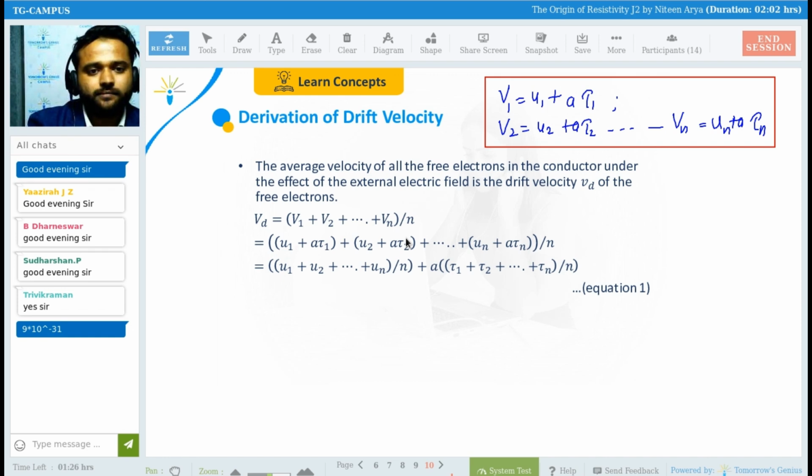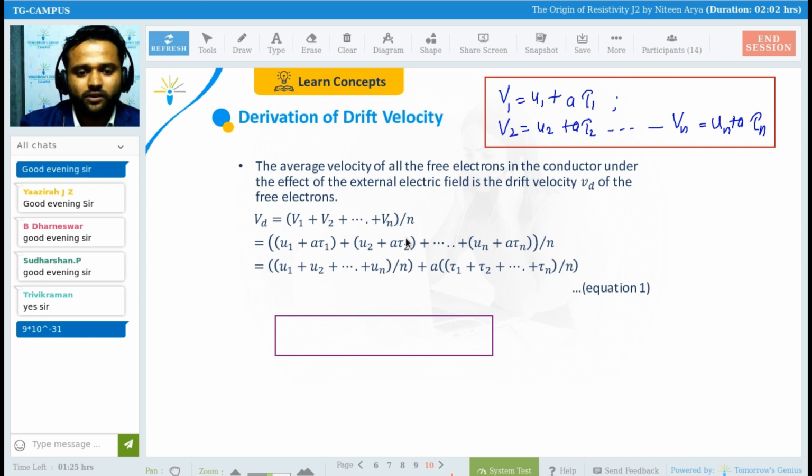Okay, so beta, this u1 is the thermal velocity due to the collision of electrons and ions, and this tau is the relaxation time. What is relaxation time? In general, relaxation time is the time duration between two successive collisions of electrons. Suppose these are your electrons, and these are your positive ions.